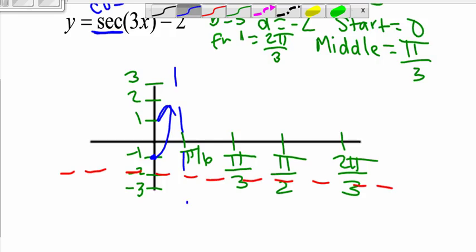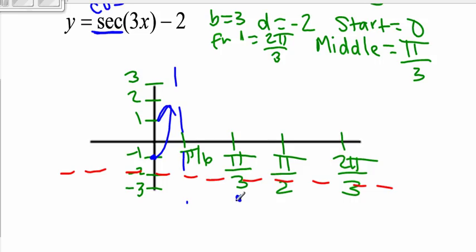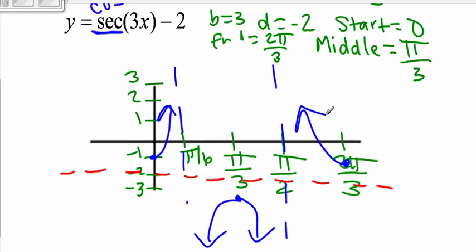Okay, so at pi over 3, I'm going to go down 1 here to the -3, and then I'm going to have an asymptote, and then I'm going to come back up to the -1 and finish drawing out my picture. Okay, and so that one there would look as follows.